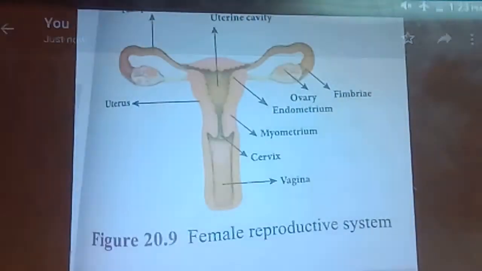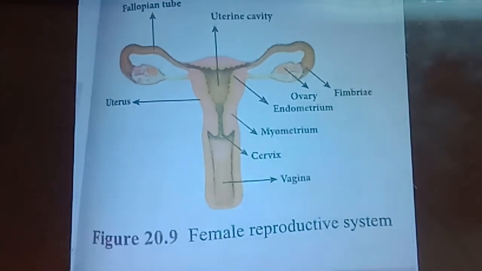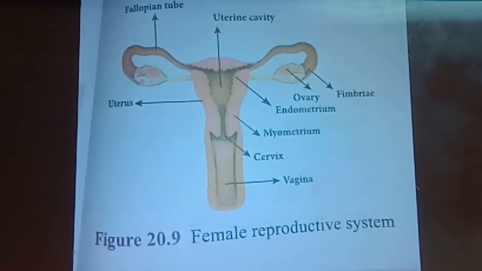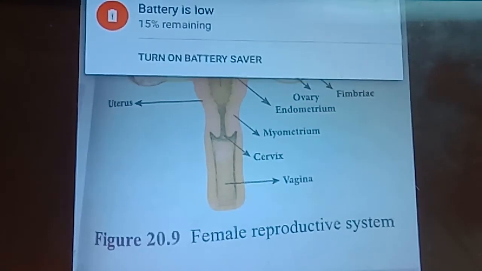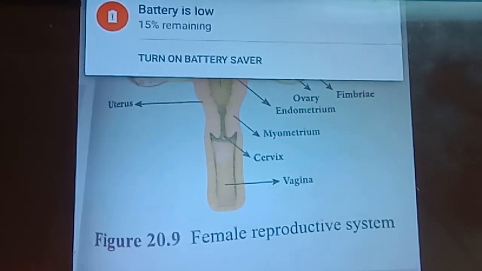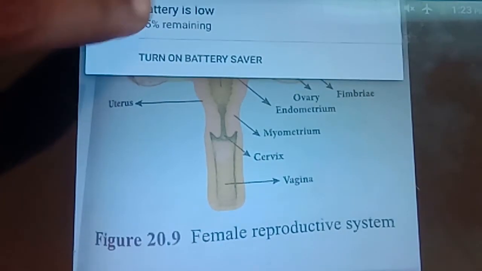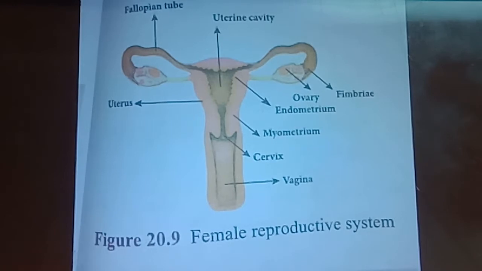Next one is the fallopian tubes, the oviduct. These are a pair of tubes originating on either side. What is the terminal of the fallopian tube? It is a funnel-shaped structure with finger-like projections called fimbriae, close to the ovary. Okay. Next, uterus.